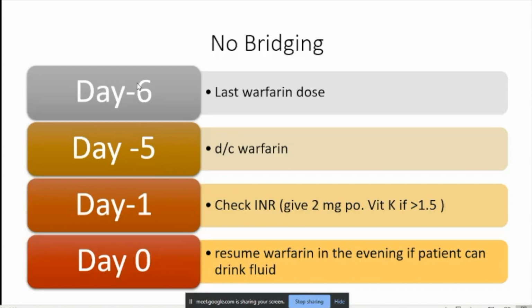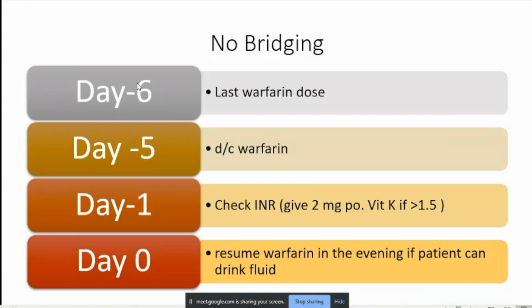How do we do the bridging? We already discussed. We start from day -6. The bridging always starts from day -6. Even if there is no bridging, we have to discontinue the warfarin dose starting day -6. So for high risk thrombosis, we do the bridging.